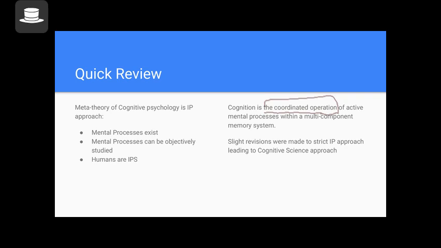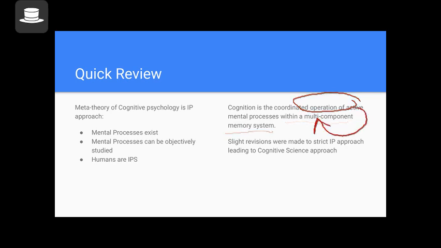So cognition is this coordinated operation of active mental processes, and these mental processes occur within a memory system. It's a multi-component system, which, if you remember from the big picture, is sensory memory, short-term or working memory, and long-term memory. So these coordinated activities of active mental processes, such as sensation, perception, and attention, occur in this multiple component memory system.